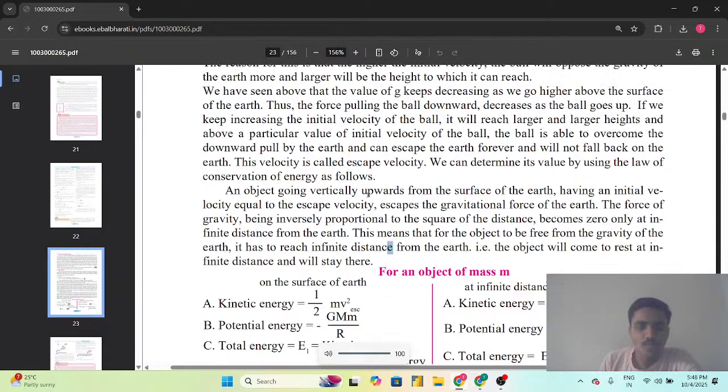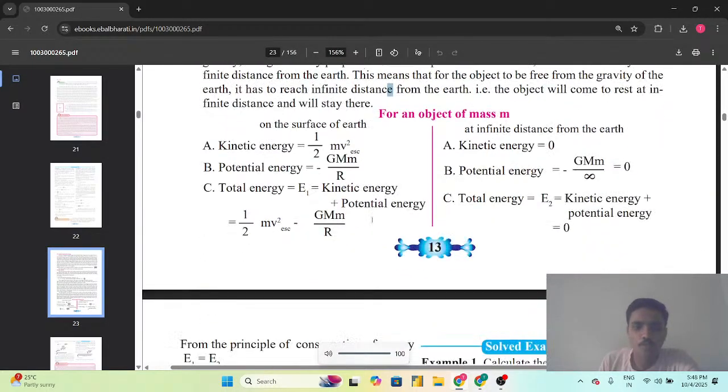So how can we calculate the escape velocity for the object? For an object of mass m on the surface of the earth, kinetic energy will be half m v square. As we know, height can be calculated for short distances compared to the earth's radius, so we can use here the formula half m v square. The potential energy, as we have seen above, will be minus G M m upon r. So the total energy is kinetic energy plus potential energy, and we are adding these two energies: half m v escape square minus G M m upon r.